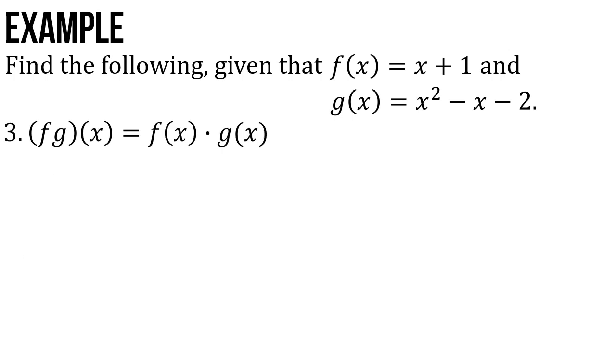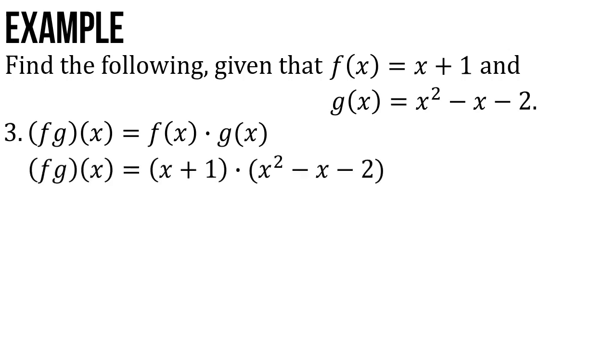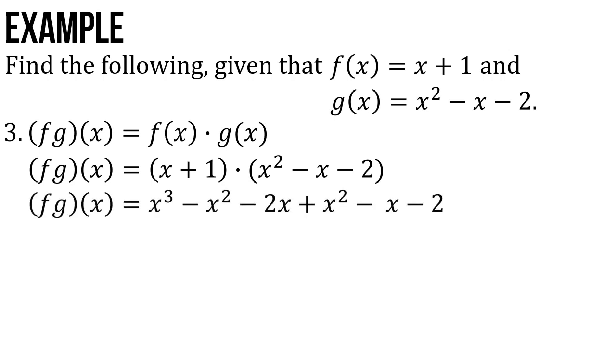Number 3, (f times g)(x) equals f of x times g of x. So multiply f of x and g of x. We're going to have here (fg)(x) equals x plus 1 times x squared minus x minus 2. So just apply multiplication of polynomials, or multiplication of algebraic expressions. So you're going to have this.